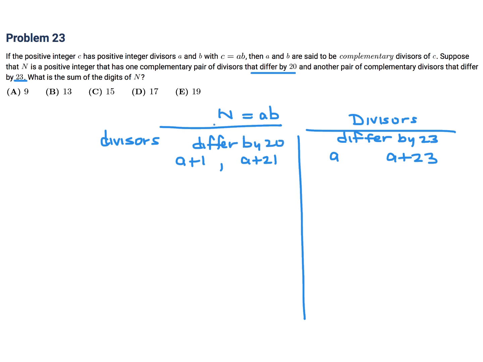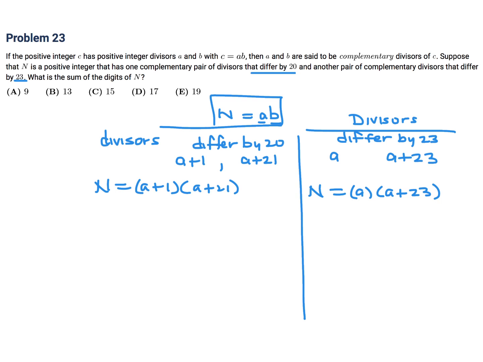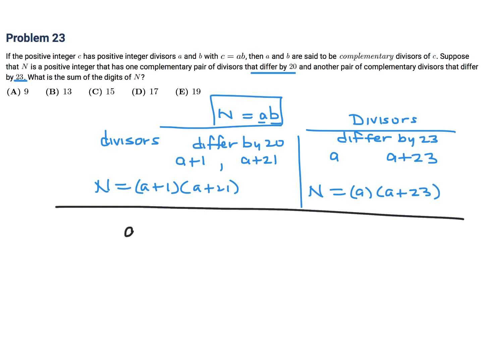Okay, so therefore, since n is equal to AB, where A and B are the two divisors, n would be (A plus 1) times (A plus 21). Correct? And then on this side, it would be A times (A plus 23). Okay, so that means that since n is equal to both of them, we can just equate them, right? So therefore, if we equate them, we'll get (A plus 1) times (A plus 21) is equal to A times (A plus 23).